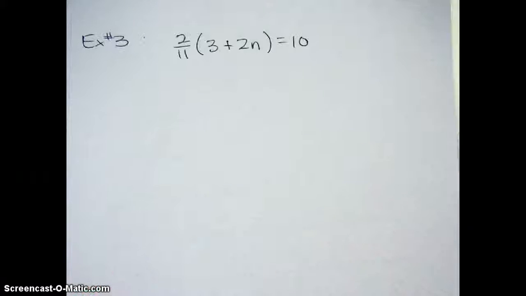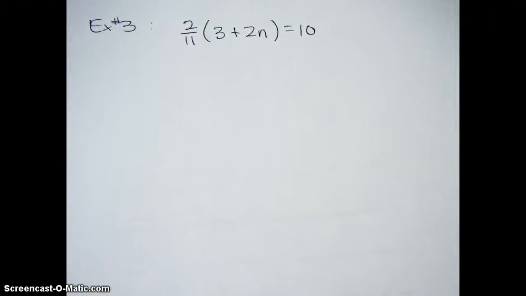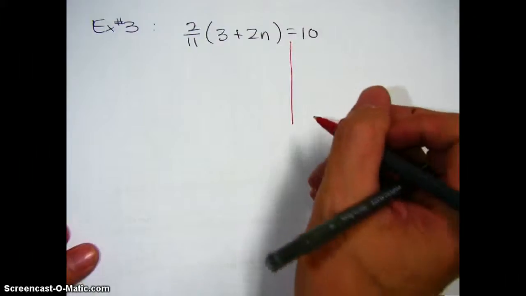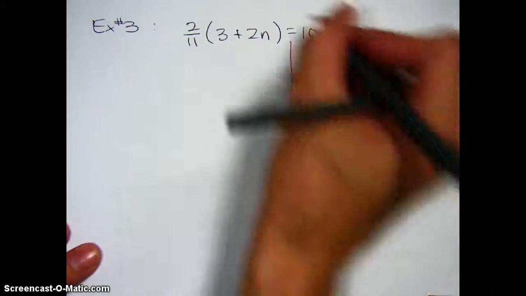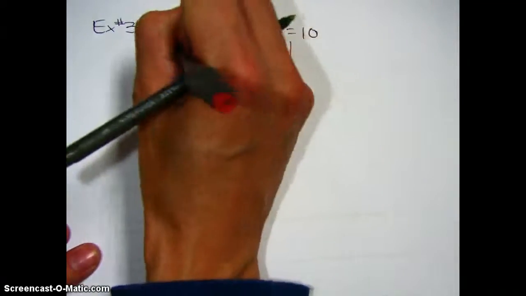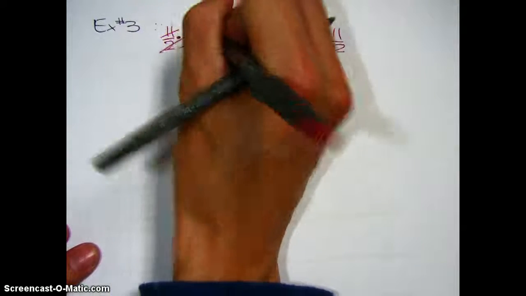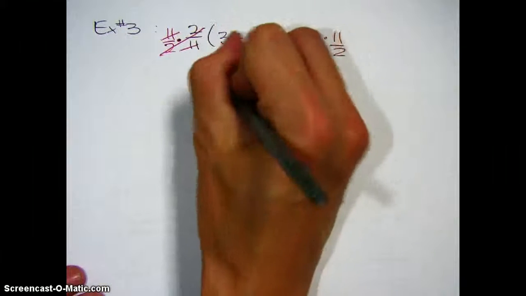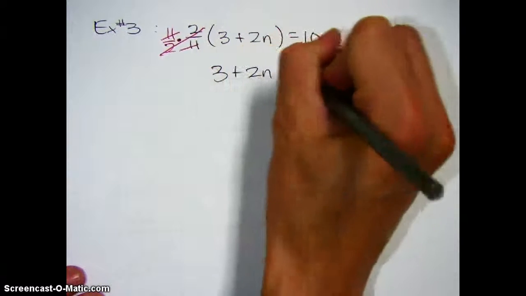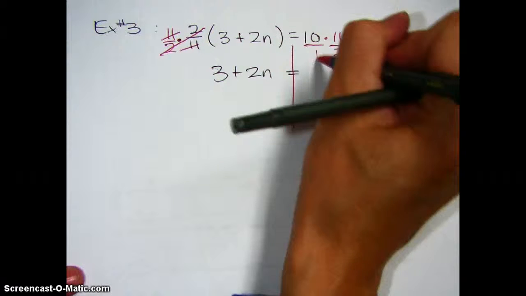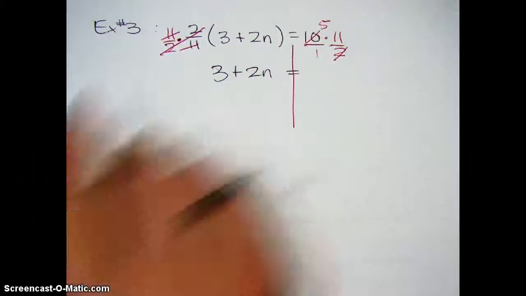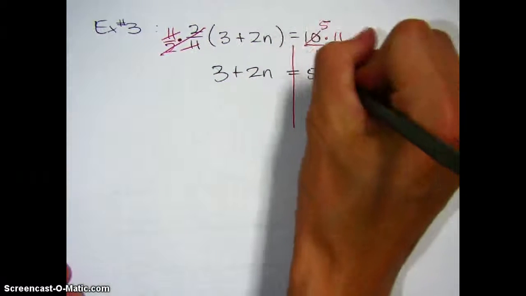Try this one out. Feel free to pause the video, try it on your own first, and then check to see the answer. Alright, so working slowly, I'm going to multiply by the reciprocal of that fraction. That allows me to eliminate my fraction. I get 3 plus 2n left over. On this other end, I'm going to do some cross canceling, and I'm left with 55.